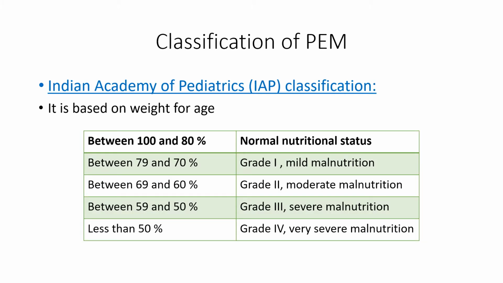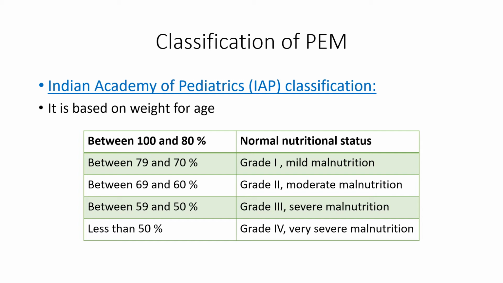Moving on to the next type of classification, that is IAP, the Indian Academy of Pediatrics classification. It is based on weight for age. Again, it is calculated by the same formula. Weight for age percentage is weight of the child divided by weight of a normal child for that age multiplied by 100. By using that formula, if the percentage is between 80 to 100%, it is termed as a normal nutritional status.